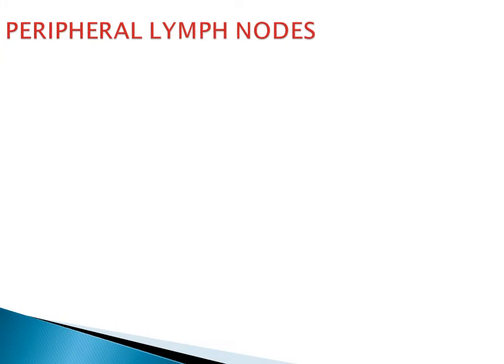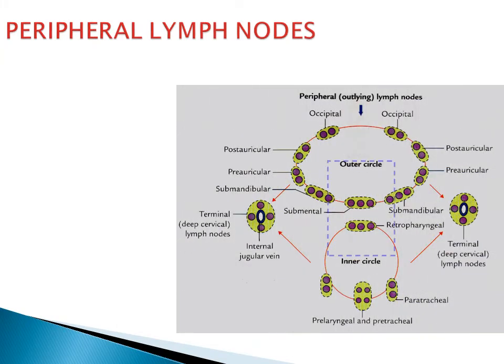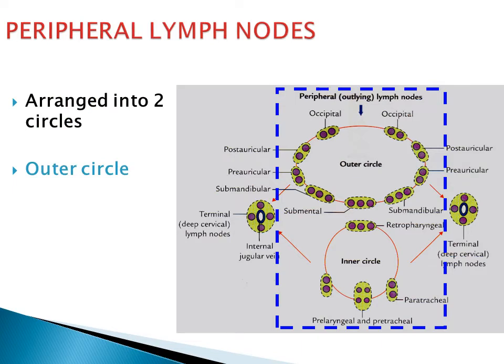So now let us talk about the peripheral group of lymph nodes. Peripheral group of lymph nodes are arranged in two circles. There is an outer circle and an inner circle. So this, what you can see here, this is the outer circle. Okay, so this is the outer circle and this is the inner circle. So this inner circle is actually deeper to the outer circle. It has to come inside. Okay, so this outer circle, as we know, it will be more towards the periphery. Among the peripheral lymph nodes also, outer circle will be more peripheral than the inner circle.